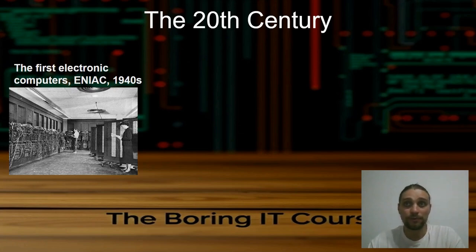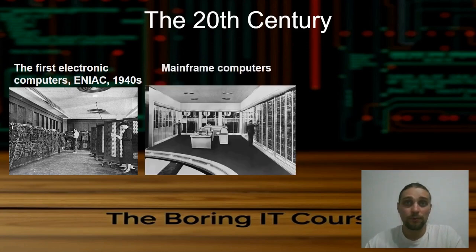The ENIAC was used primarily for military and scientific purposes. The 1950s and 60s brought us the era of mainframe computers. These powerful machines were capable of processing large amounts of data and were used by large organizations for tasks like census data processing and scientific research. This era also saw the development of the first programming languages, like Fortran and COBOL, which allowed humans to communicate with computers in a more intuitive way.